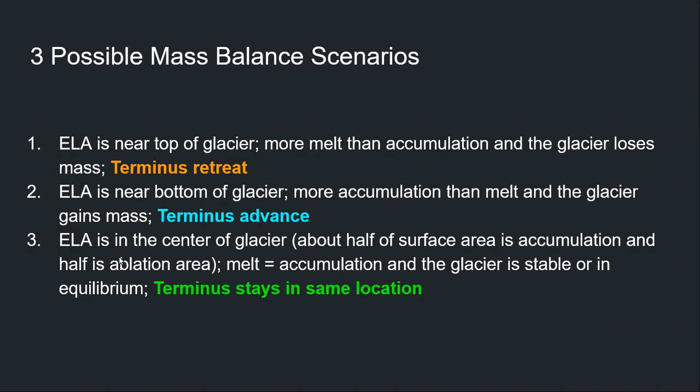Then you have a third case, which is the ELA is around the center of the glacier. So about half of the glacier surface is experiencing melt and the other half is experiencing accumulation. Therefore, melt is equal to accumulation over your entire glacier. So the glacier is stable, or we say it is in equilibrium or at steady state. The terminus is staying at the same location. Those are very important key processes that will be on the exams, so make sure you know all of that.